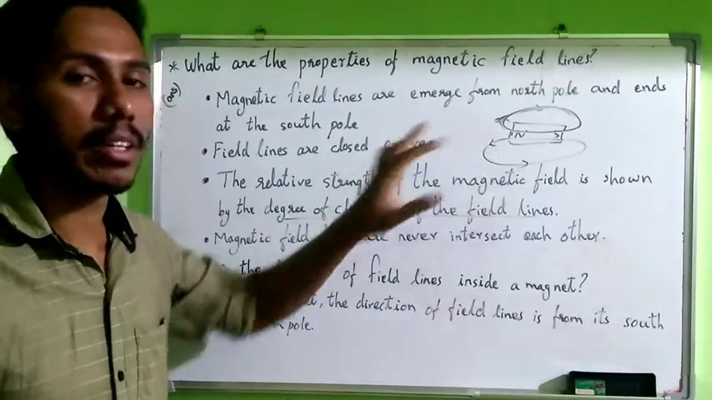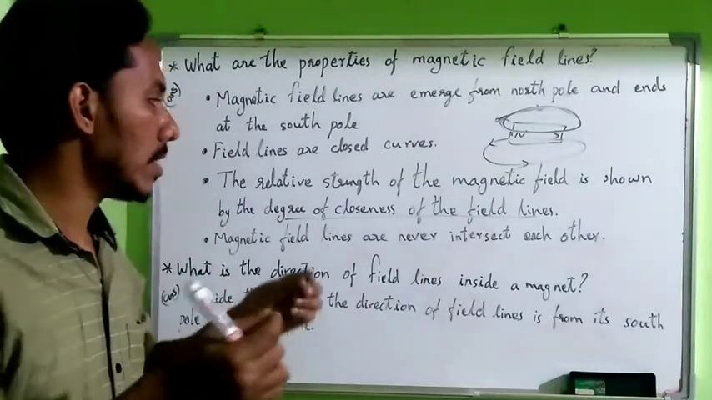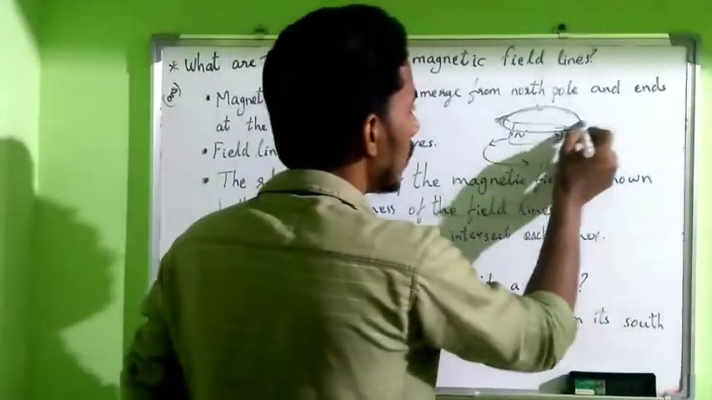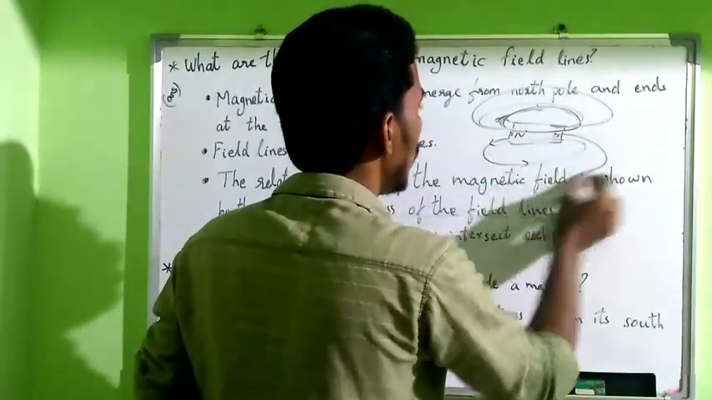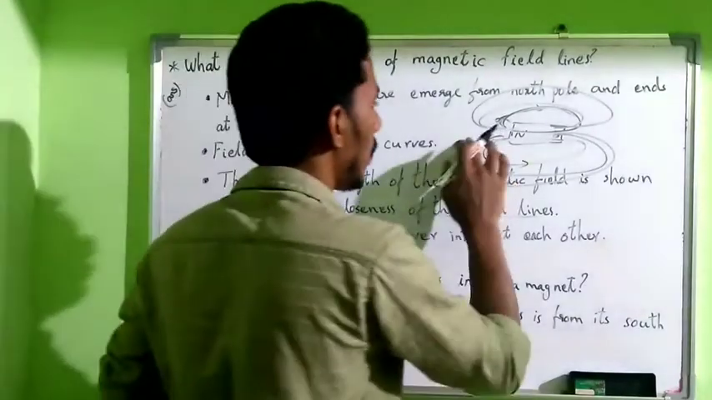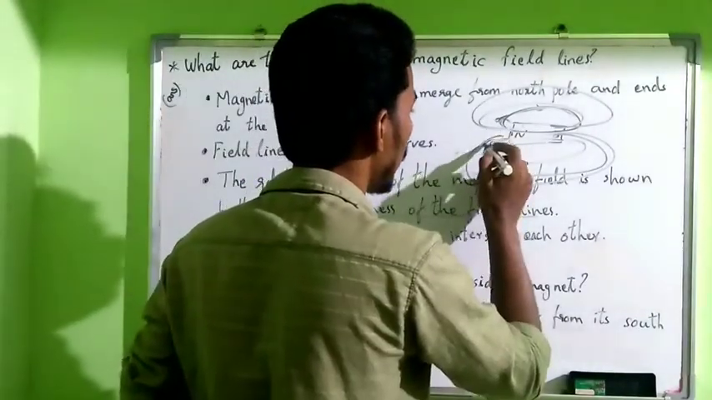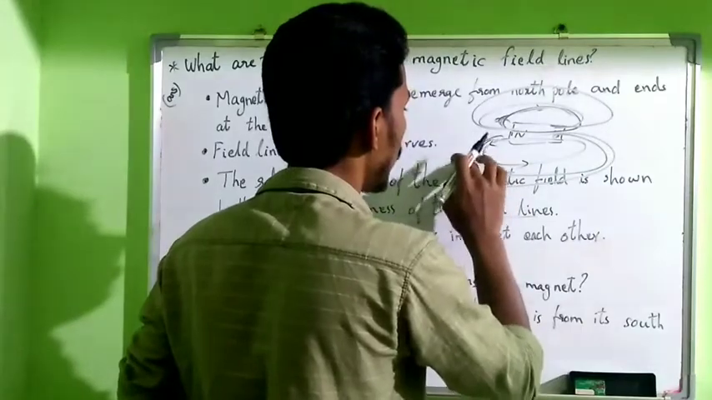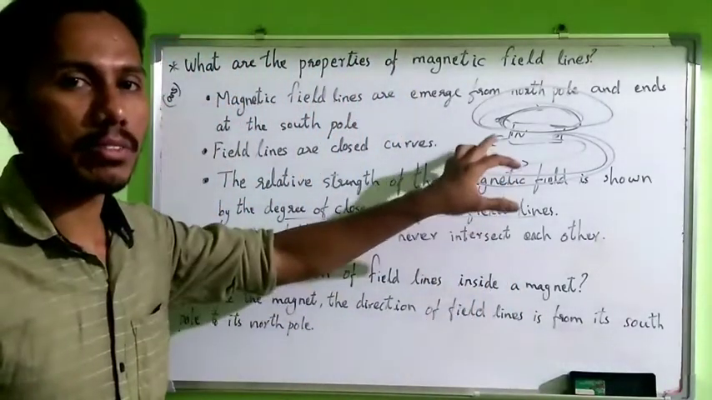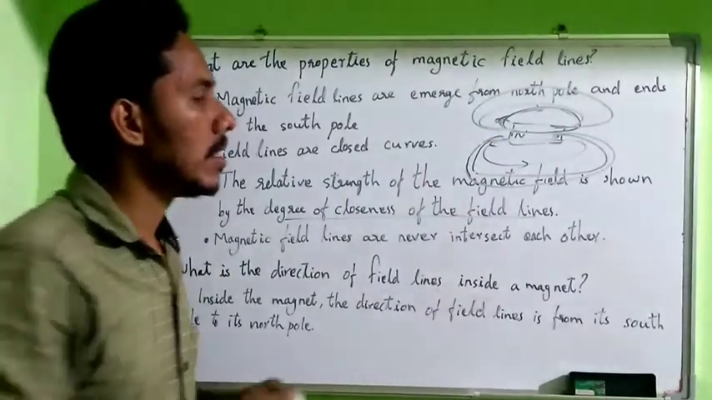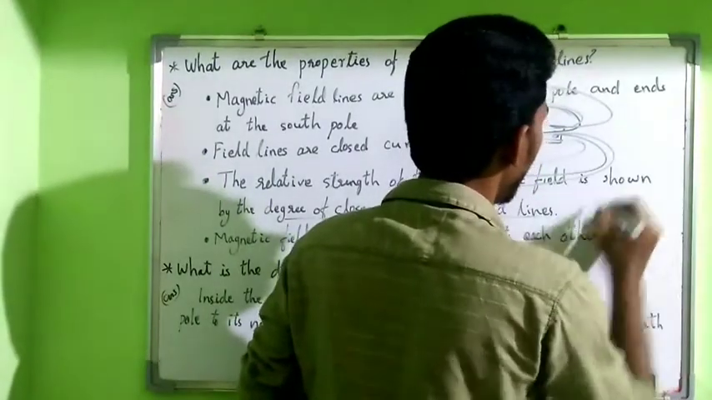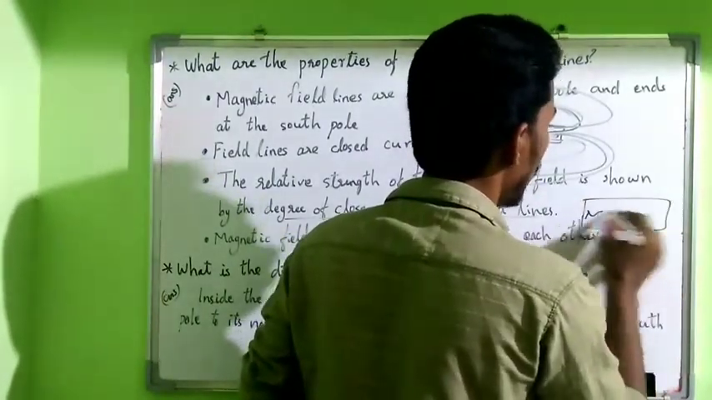How many field lines are present in a unit area? That is the degree of closeness. How closely these field lines are packed. If there are only these few magnetic field lines, then this magnet is weaker than this magnet. North, south.